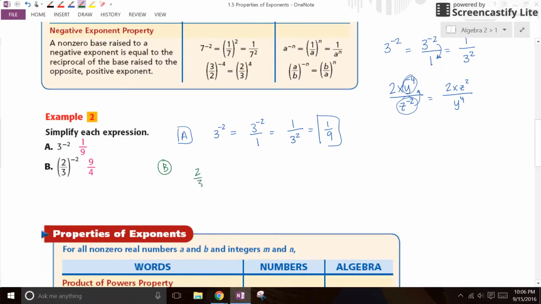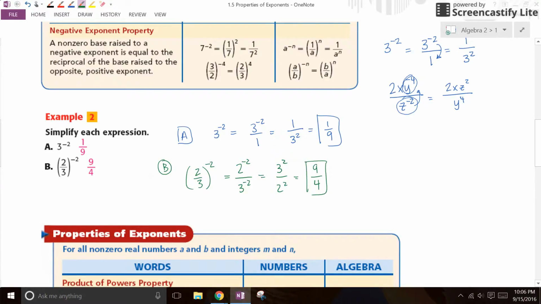And what about B here? I have 2/3 to the negative 2. So remember, that exponent belongs to both of them. So that's 2 to the negative 2 over 3 to the negative 2. And then you're like, oh my gosh, they both got to move. The 3's got to come up. The 2's got to go down. Oh my goodness, that's going to be 9 over 4. And you jump up and down and have your answer.